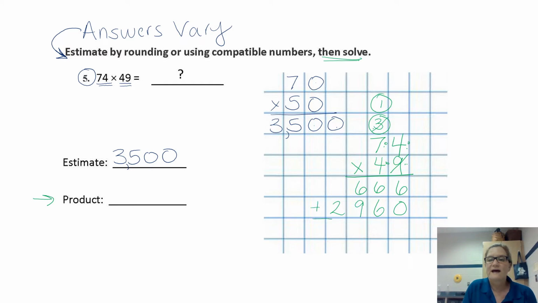Now I'm going to add. 6 plus 0 is 6. 6 plus 6 is 12, carry the 1. 9 plus 1 is 10, plus 6 is 16. 2 plus 1 is 3. And then I'm going to add my comma right here. And my actual answer is 3,626, which is very close to my estimate. So hopefully my answer is correct. Alrighty, moving on.